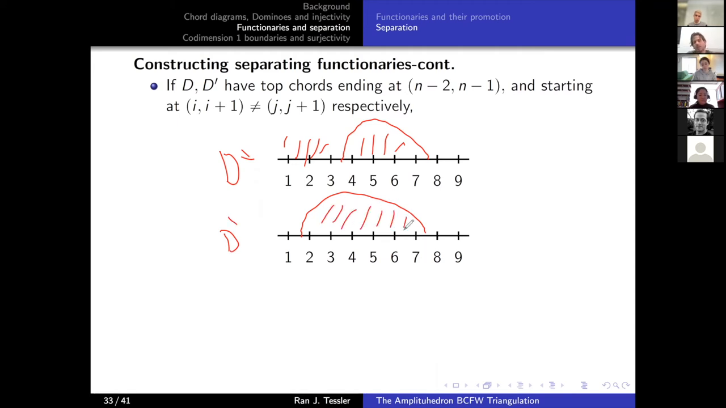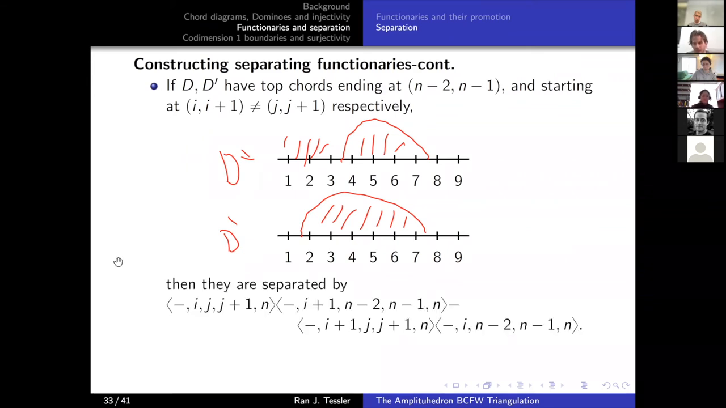So it turns out that no matter what the other chords are, in this case we can always separate these two diagrams using a quadratic functionary, where the indices i and j are, again, the tails of the two top chords. The proof of it uses the evolution of functionaries, and also uses the construction algorithm that I described earlier for domino matrices. The combination of these two is strong enough to provide a lot of different functionaries.